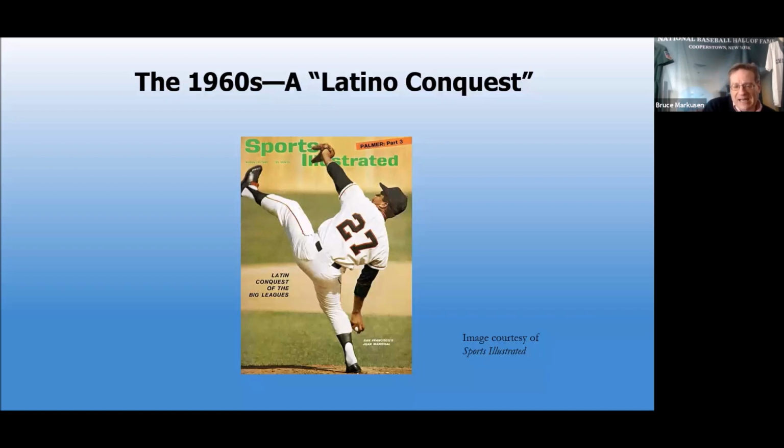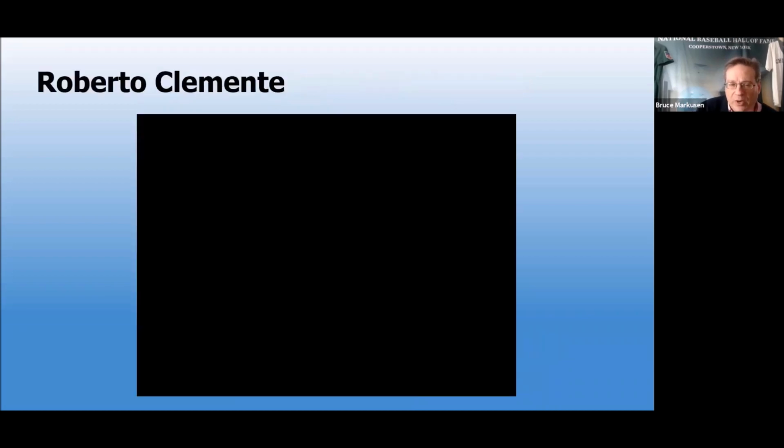By the mid-1960s, by 1965, when the Sports Illustrated issue comes out, they're talking about a Latino conquest of the big leagues. That's Juan Marichal, Hall of Famer for the Giants, on the cover. What do they mean by Latino conquest? Well, not literally having a conquest of the big leagues, but they're staking their claim to the legacy of baseball, just like African-American players. More and more Latino players coming into the game in the 60s. The game is becoming fully integrated.